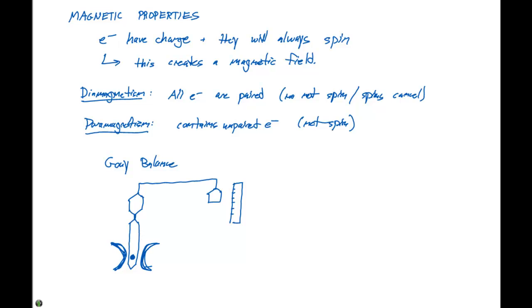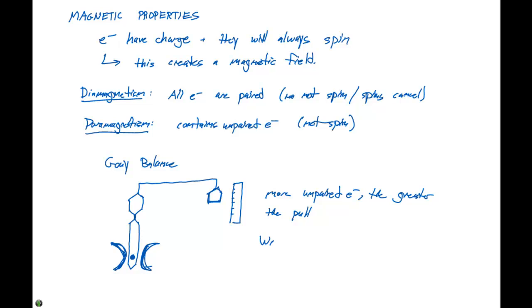So the question is, does this magnetic field repel this species right here? If there's a repulsion involved, this balance is going to move. So the more unpaired electrons, the greater the pull, and the more that this particular mass is going to displace.